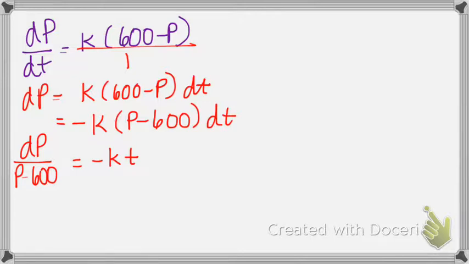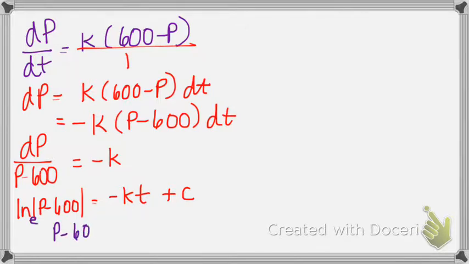Right, take the antiderivative. And you know what? That t wasn't there yet. But now it is because I'm taking the antiderivative. The e is there, so we've got P minus 600 equals e to that power. That's the same as B e to the negative kt. And then add 600.